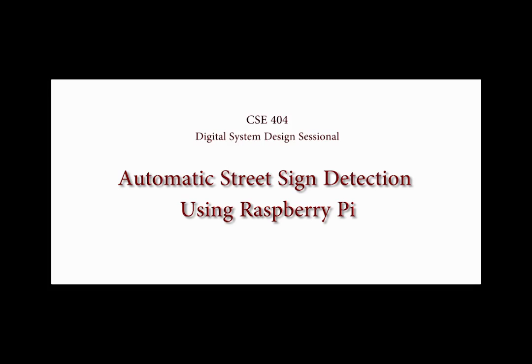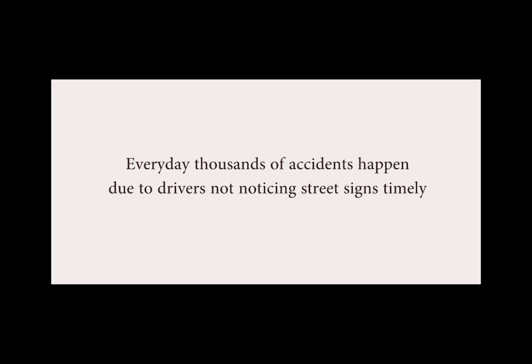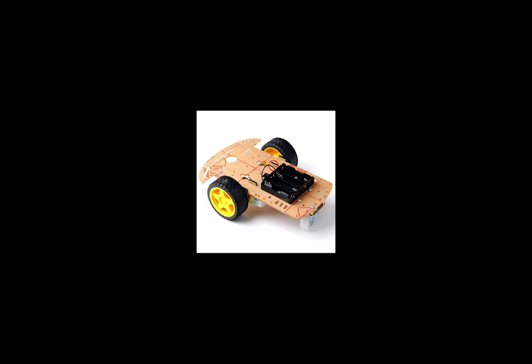Hello everyone. Our digital system design project is automatic street sign detection using Raspberry Pi. Our motivation: every day, thousands of accidents happen due to drivers not noticing street signs in time. So our goal is to build a system that will automatically detect the street signs and warn the drivers in time. Let's get introduced with the components.